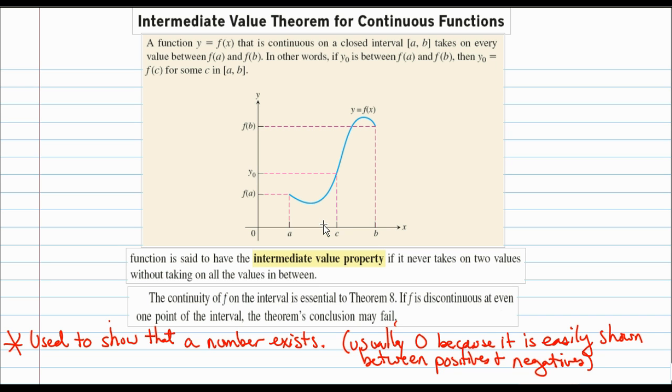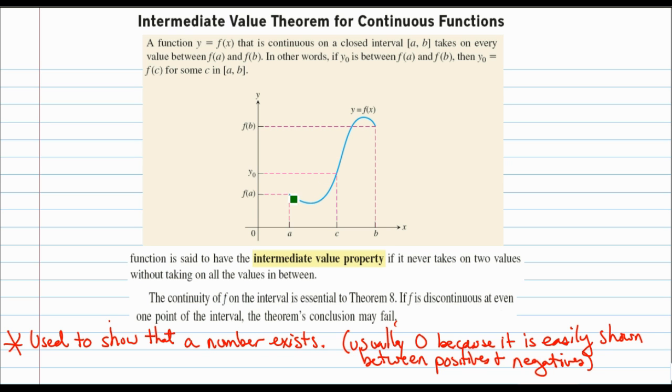I like to remember this as if it's an intermediate value. Intermediate means between. What the intermediate value theorem says is that on a continuous function, for any a comma f of a and b comma f of b, between a and b, there has to be every y value between f of a and f of b on that function. So in other words, it won't take on two y values without taking on every single value in between.